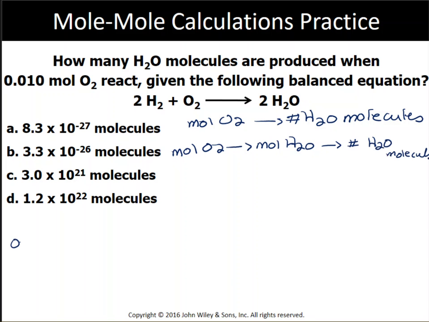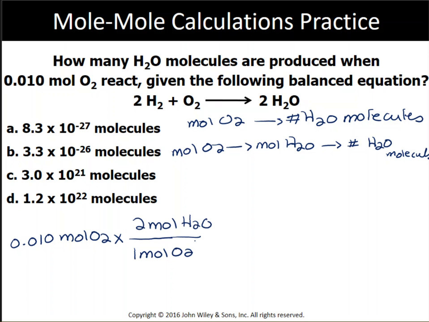So we have 0.010 moles of O2. To find the number of moles of H2O, we use the balancing coefficients as our conversion factors. So each mole of O2 produces 2 moles of H2O. So moles of O2 cancel out.